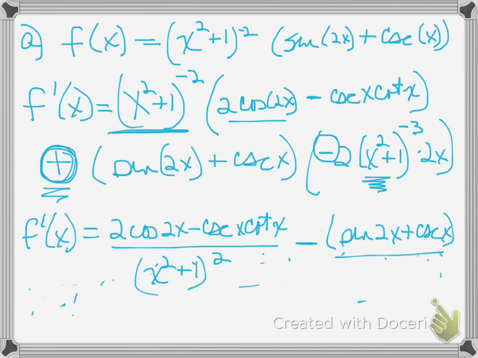I'm going to put this in the bottom, (x squared plus 1) cubed. Now I'm going to move my equal sign a little bit because this 2x and this 2 make a 4x, which I'm going to put right there. So that's my final answer for problem A. Kind of a mess, but there you have it.